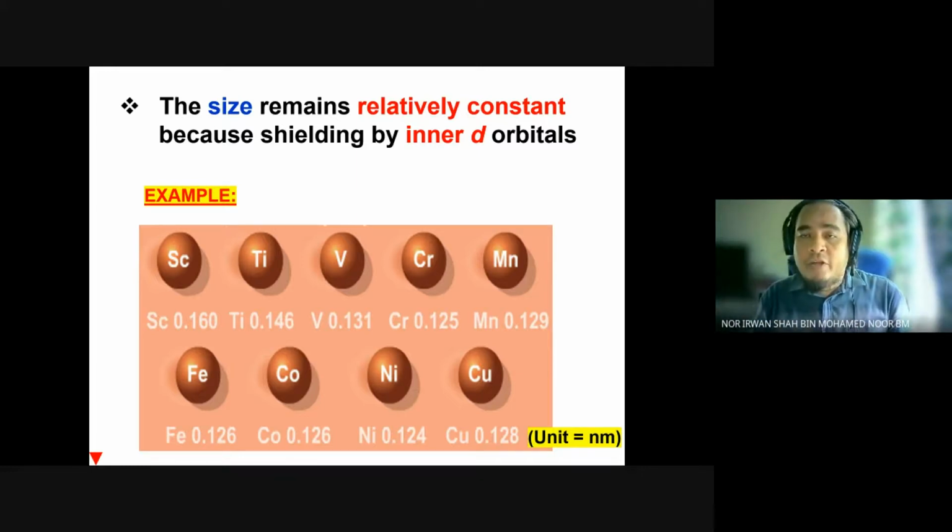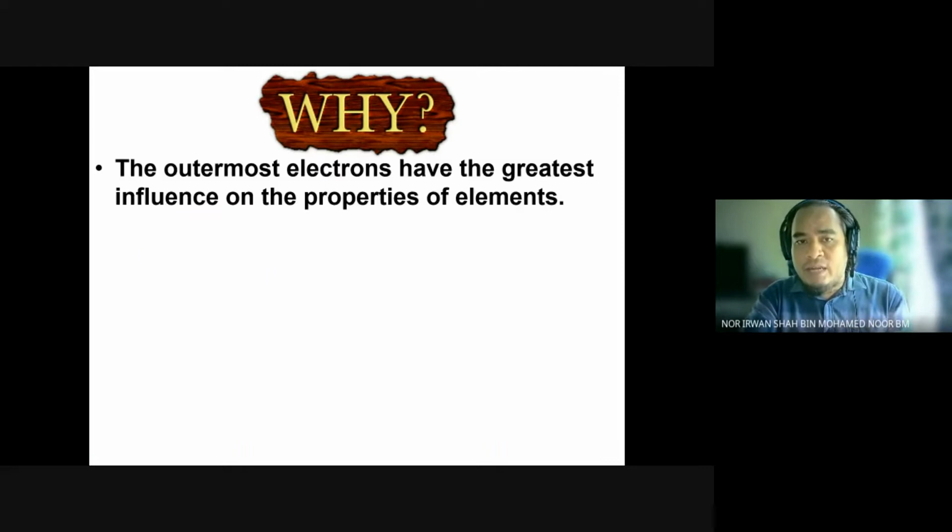Main group element, for example period 3 tadi, daripada sodium sehingga argon, memang obviously kita boleh nampak perbezaan size itu. Sangat ketara. Tapi untuk transition element, kita tak nampak sangat guys. Dia punya trend dia, sebab apa? Dia punya size tu lebih kurang sama je. Ini adalah untuk transition element guys. Okay, kenapa? Why? Because yang saya dah beritahu tadi lah.